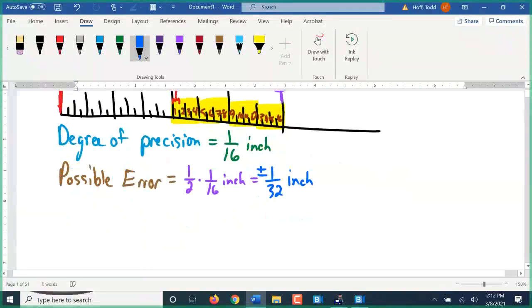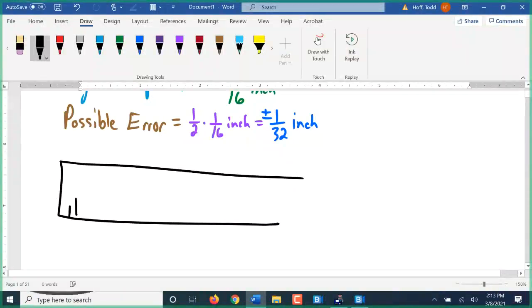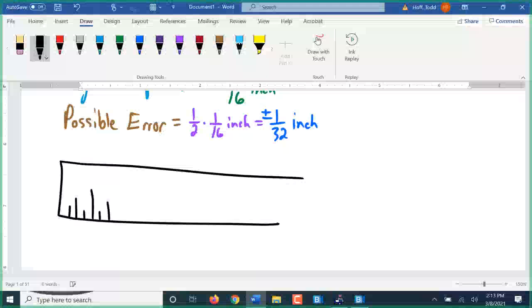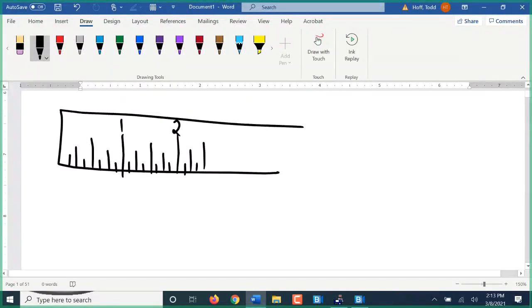So I'm going to give you an example to try in your notes here. I want you to here find.